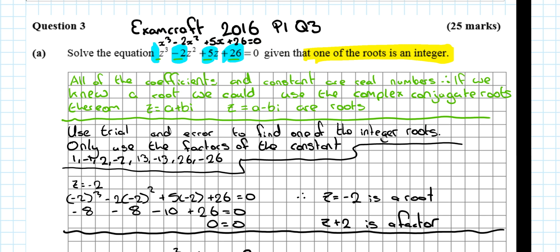Now the only values that are really worth trying are factors of the constant at the end. So factors of 26 would be 1, minus 1, 2, minus 2, 13, minus 13, 26 and minus 26. And your calculator using the table function, if you have a Casio, will actually give you z is equal to minus 2 as one of the roots, but you still need to go and actually show it in the question. We're not allowed to sort of use the shortcut. We still have to do this.